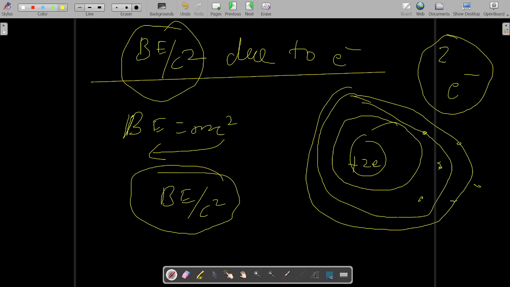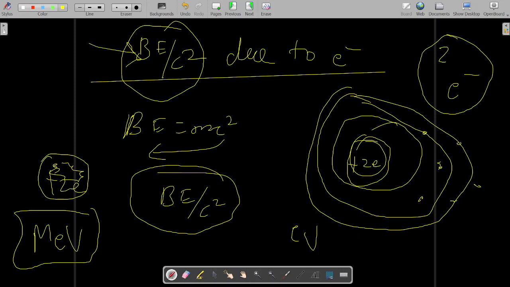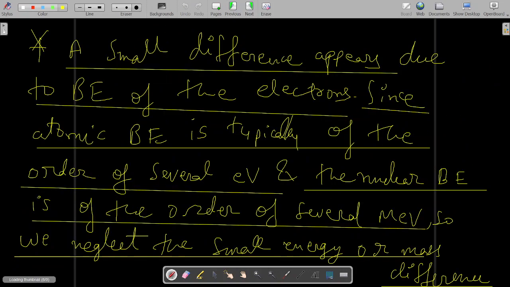This will also release some energy, and the mass defect will be given by this Be by c square, but this will be of the order of electron volt. The binding energy of the neutrons and protons when added together, forming this plus Ze positively charged nucleus, will be of the order of mega electron volt. So this is quite huge, so we consider this only, and we neglect the binding energy of this. So this is what is meant by this.